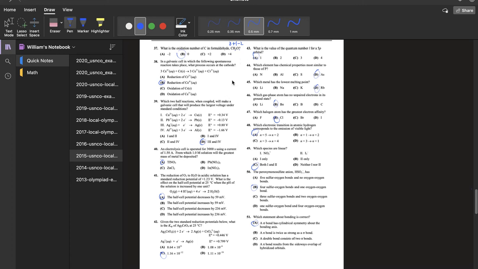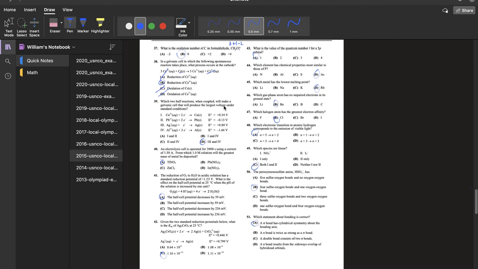In a galvanic cell with this thing, what occurs at the cathode? Okay, so reduction happens at the cathode, oxidation happens at the anode, so automatically get rid of either oxidation choice. And if you take a look, actually chromium is being oxidized to this, so it's not being reduced. And then Ce4+ is being reduced to Ce3+.